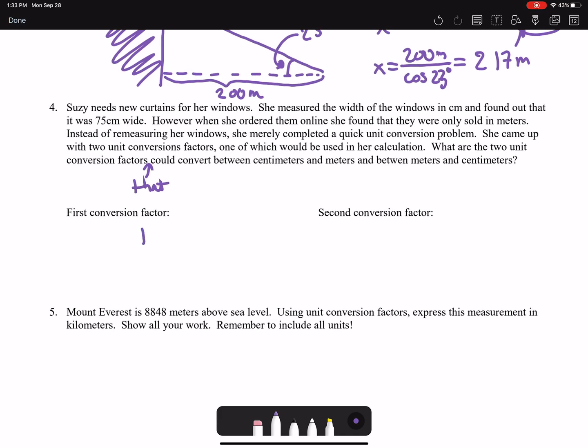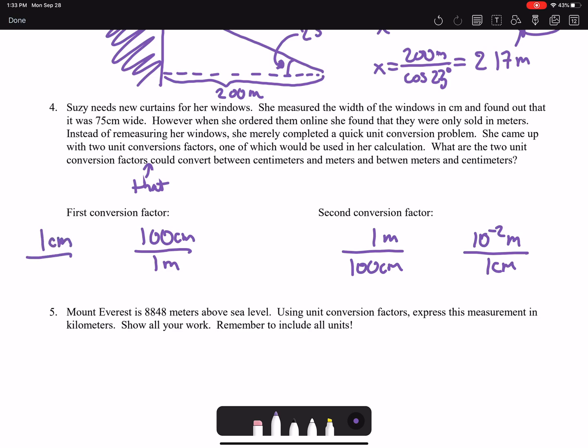We know that 100 centimeters is in 1 meter, or we can also say that 1 meter is 100 centimeters. We could also, from the reference tables, say 1 or 10 to the negative 2 meters is equivalent to 1 centimeter. And also 1 centimeter is equivalent to 10 to the minus 2 meters.